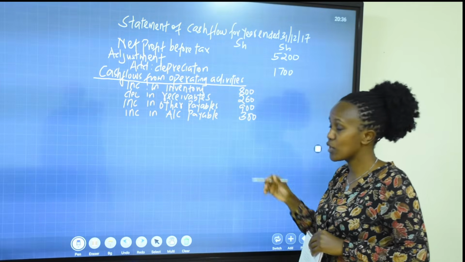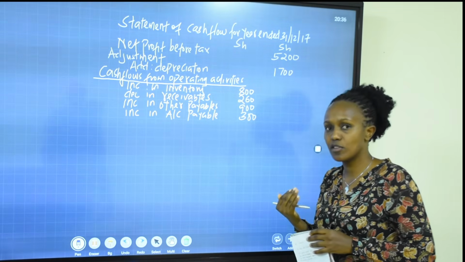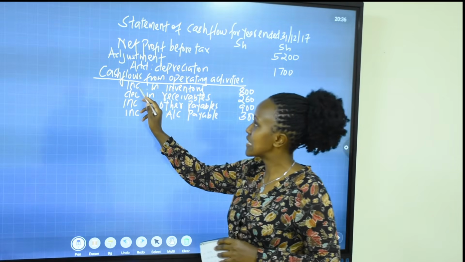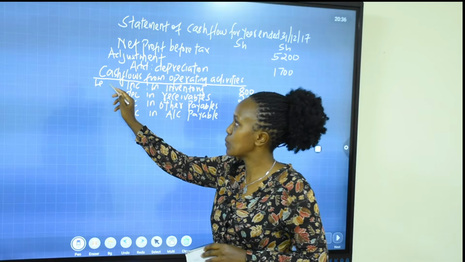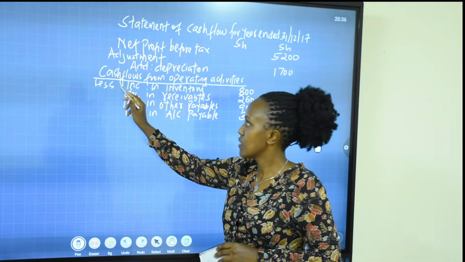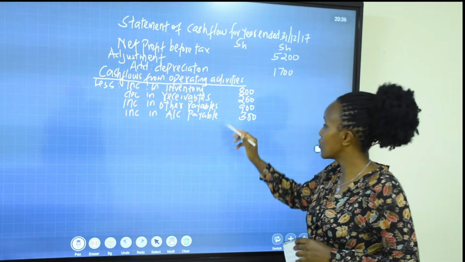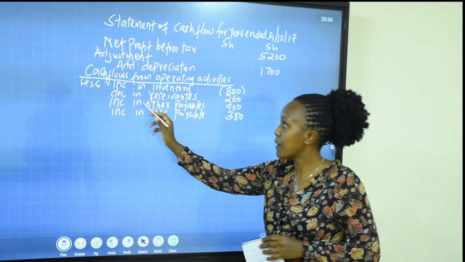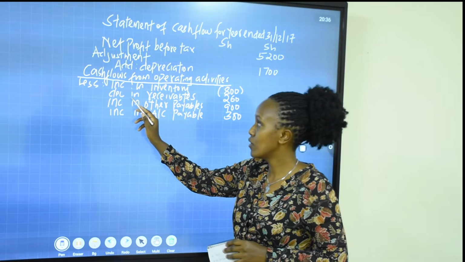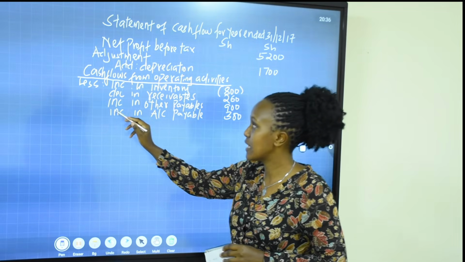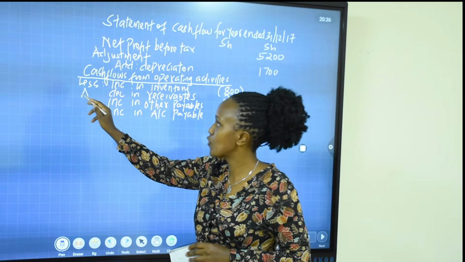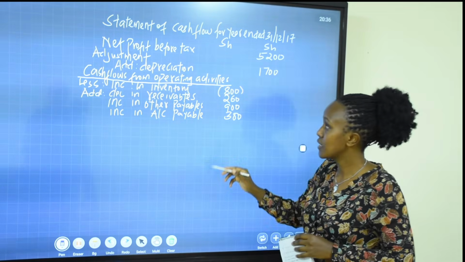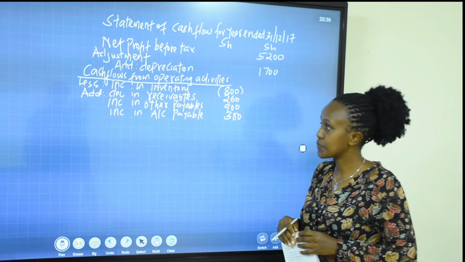For each one of them, we have to determine whether it is a cash inflow or a cash outflow. When inventory increases, it means that money was spent to buy inventory, so there was a cash outflow. When receivables decrease, the people who owe us money have paid. That is why the amount due from them has decreased. It means we have received money from the receivables, so that one we are going to add.